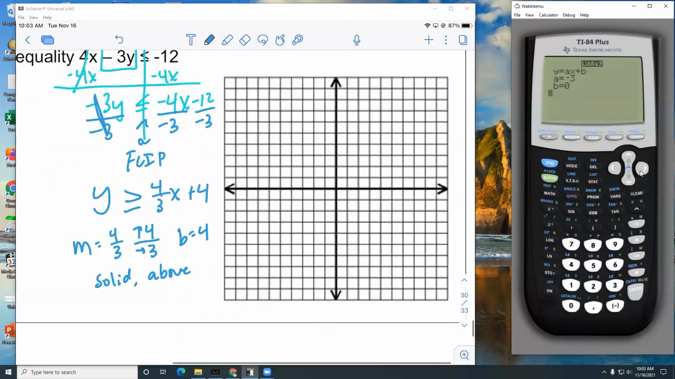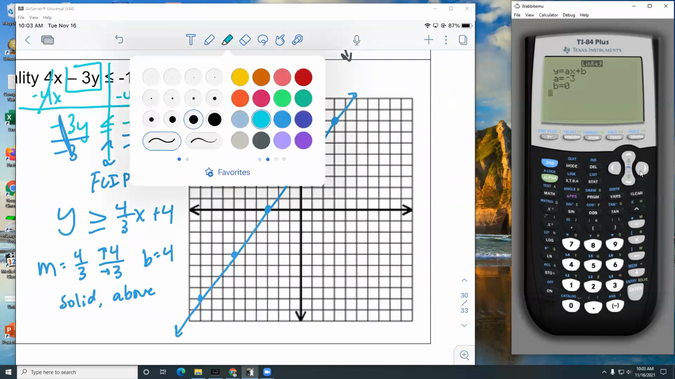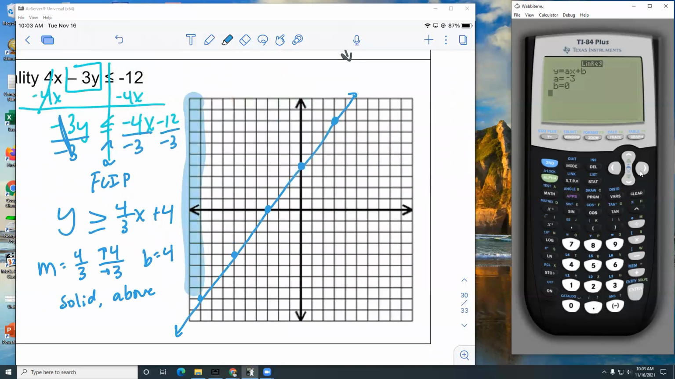Start up at 4. Go up 4, right 3. Can't really do much more. So start back at 4. Go down 4, left 3. Down 4, left 3. Down 4, left 3. Draw in your solid line through those points as best as you can. And then let's shade everywhere above. So remember, guys, the shaded area represents points that are in my solution.